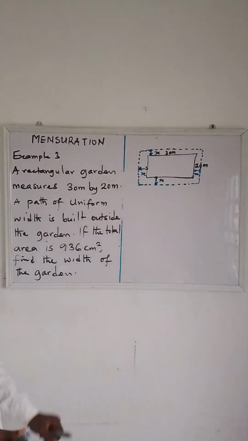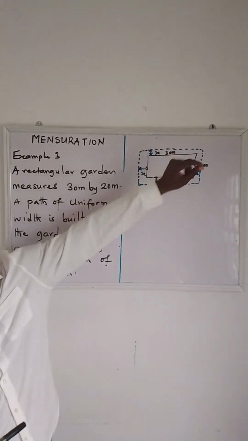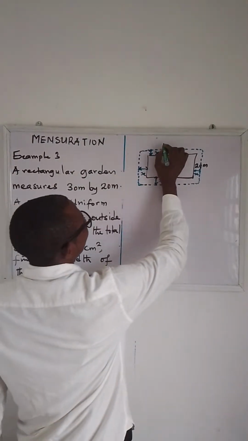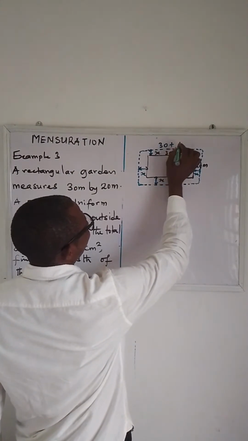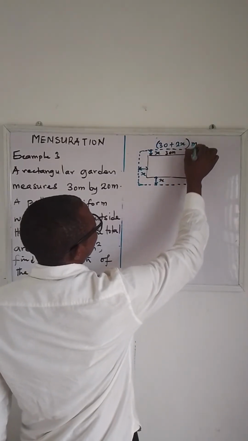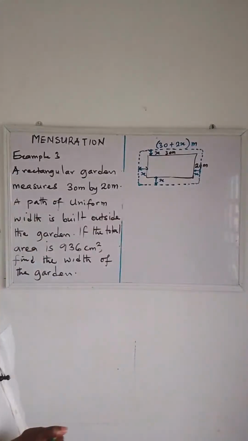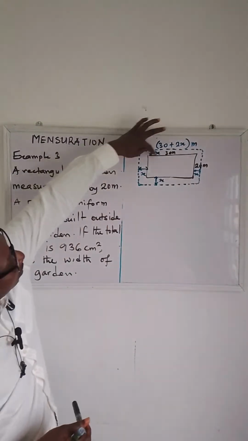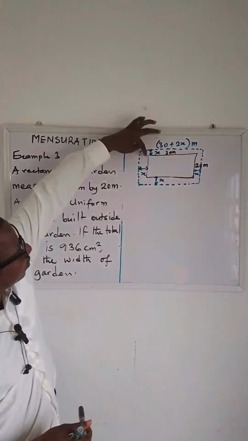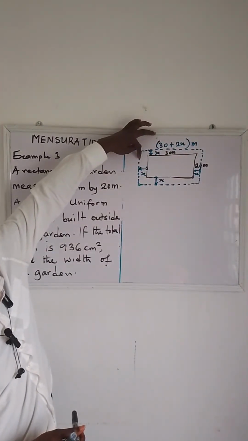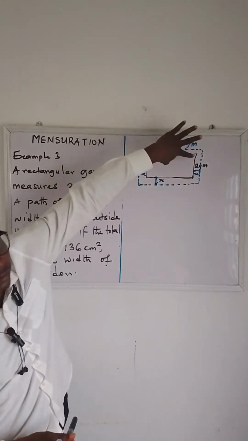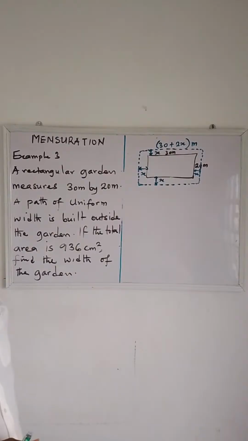So now let's look at the bigger rectangle. What's going to be the length? The length is going to be 30 plus 2x meters. I hope you get that. From here to here is 30. Here to this place is x, and from here to here is also x, making 2x here and here. So you add that to 30, and you have 30 plus 2x.